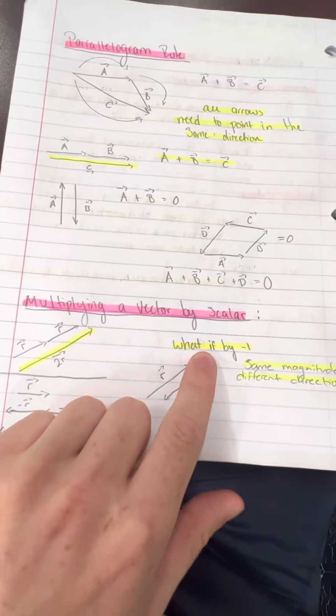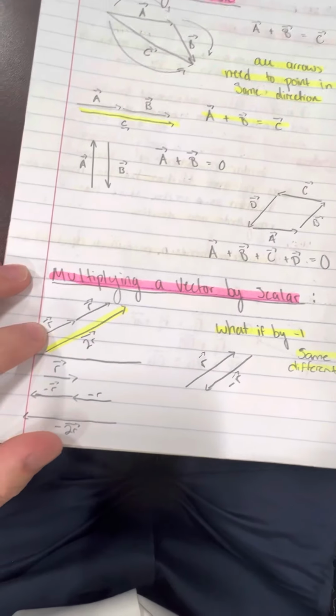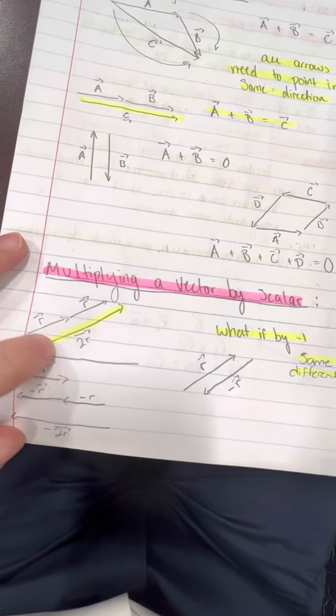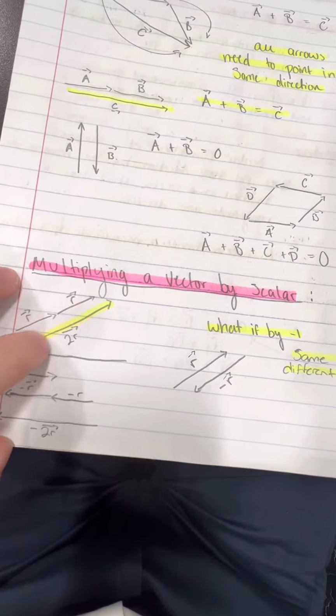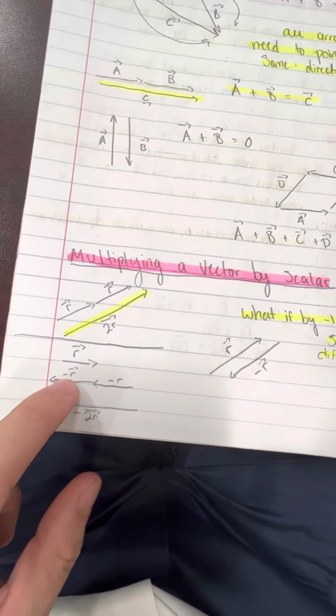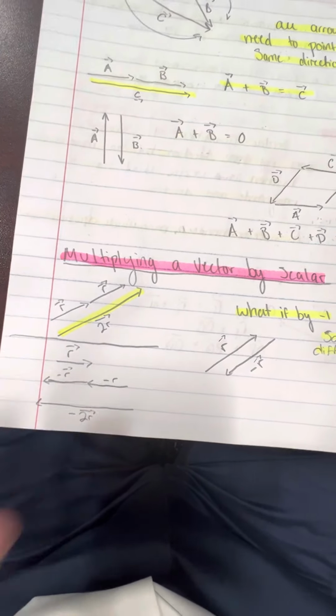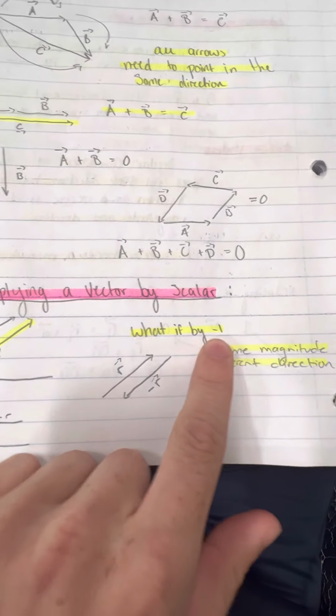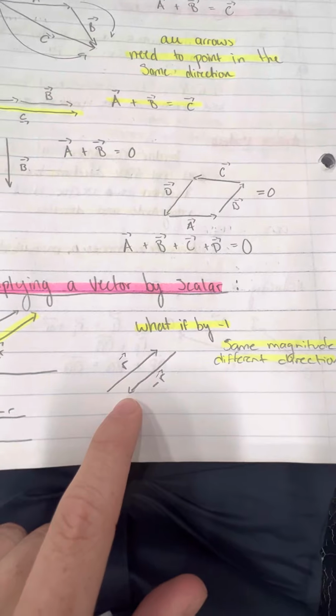Now multiplying a vector. Here's R and 2R. So just to show you, this was just R, and 2R is double this vector. Here you go. And then also in the negative direction. If you multiply it by -1, you just get it going in the opposite direction. Here it's multiplied by -2.